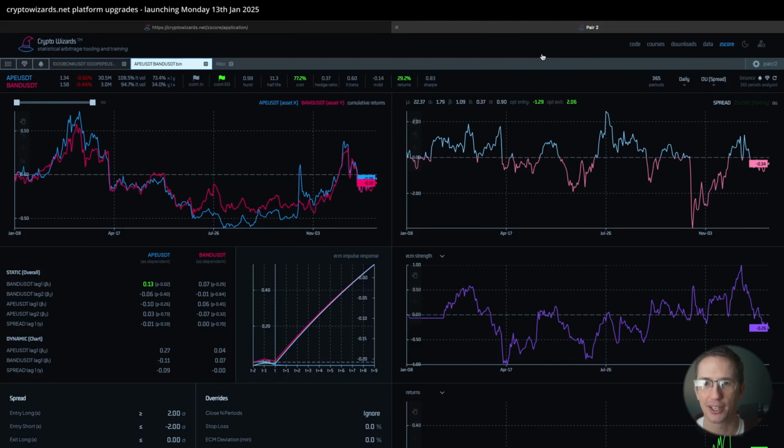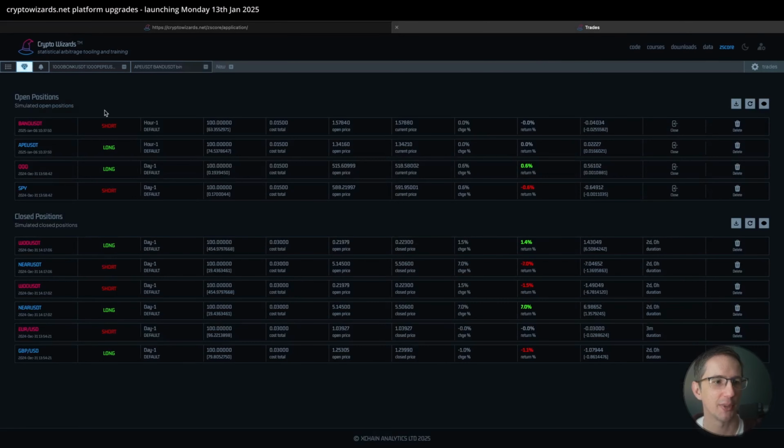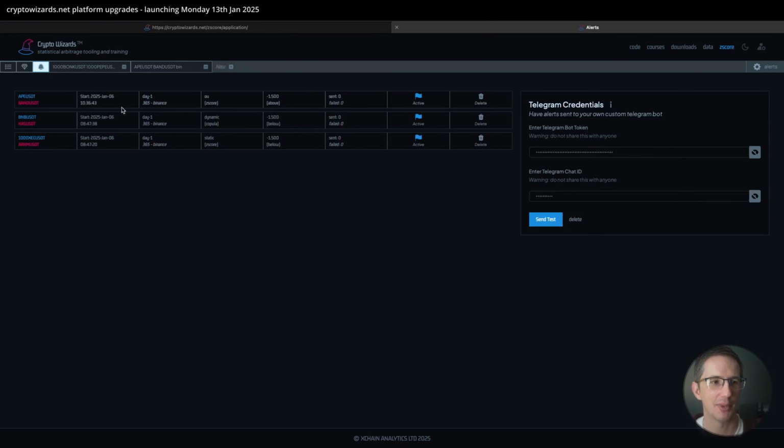So just note though, I can go and do that. And when I do, I can go here to my trades and there they are over here. I can either delete them if I don't want them anymore, export them to Excel, whatever. So all of that is pretty much the same. Here are my alerts that I just set up and I can go and manage those here too. Still using Telegram at the moment for receiving those alerts.